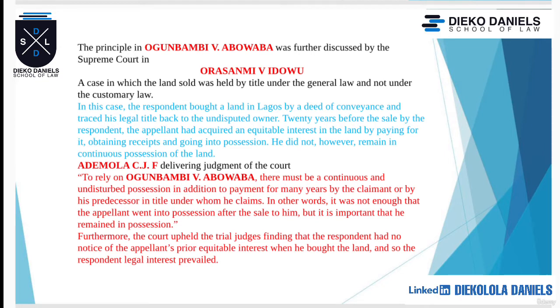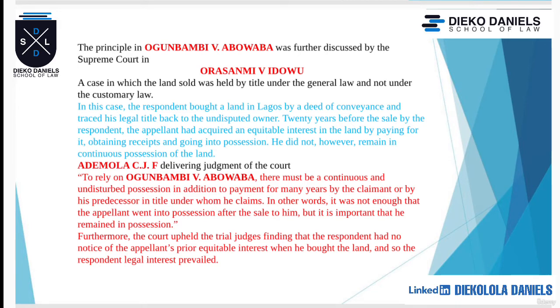Continuous possession. Orasanmi versus Idowu. Not only are you supposed to be on the land, not only are you supposed to have receipt of payment, you must have continuous possession for you to have that equitable interest. That was given in the lead judgment of Ademola, Chief Justice of the Federation.